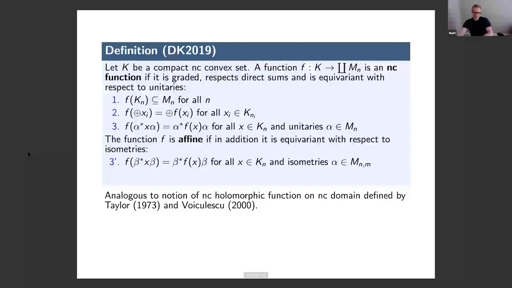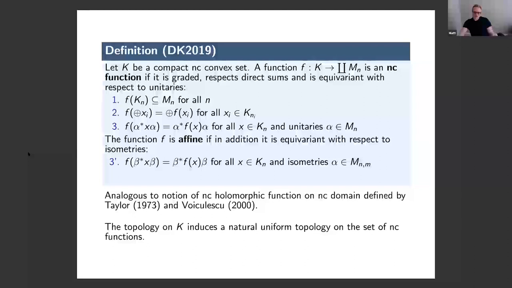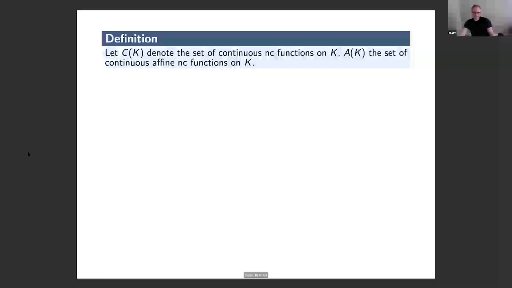This is very similar to the notion of an NC holomorphic function on an NC domain, which was defined by Taylor in 1973 and again by Voiculescu in 2000. These definitions I've just introduced are to convexity what the theory of NC holomorphic functions or free analytic functions are to the theory of holomorphic functions. There's a way to consider not just the NC functions, but actually the continuous NC functions and the continuous affine NC functions. And so, in analogy with the commutative case, I'm going to write C(K) for the set of continuous NC functions and A(K) for the set of continuous affine NC functions on my set K.